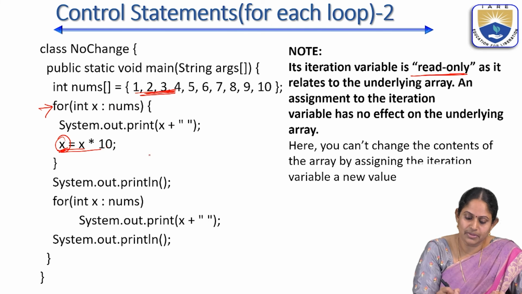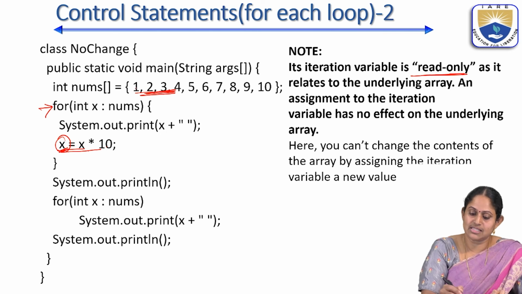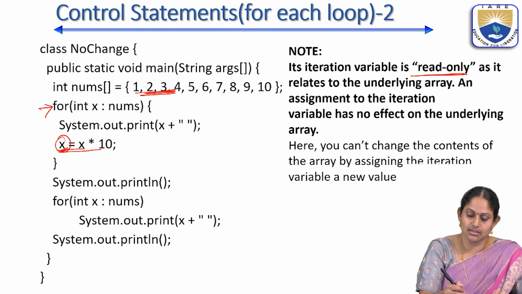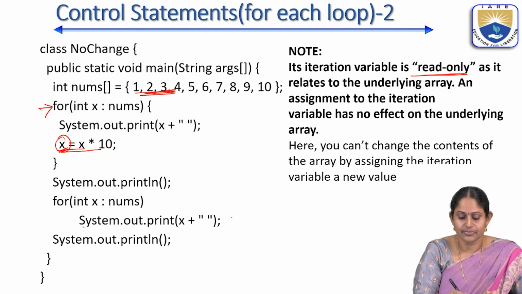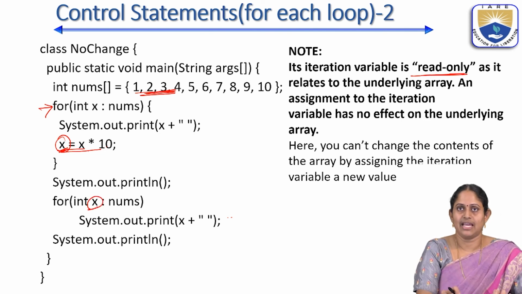Here we are retrieving that value and multiplying it with x. In turn, we feel that it is converted into 10, into the product. But actually that is not happening. This iterator variable does not make any change on the underlying array.